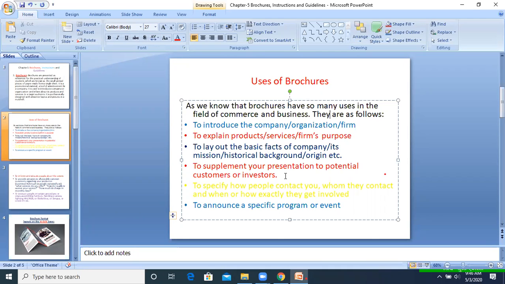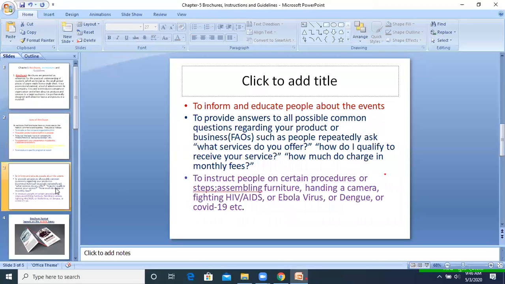Last one, to announce a specific program or event. Here event does not mean accident. Here event means function, any program. To announce a specific program within the boundary of the company, we have to use the brochure, no doubt. And go to the next one. There are many uses of the brochure. When you are asked such a question in the examination, you can include such a point in your answer. This is my suggestion to you.